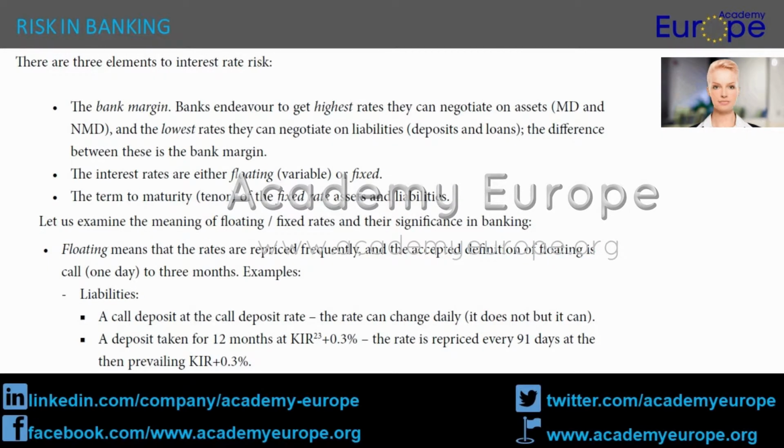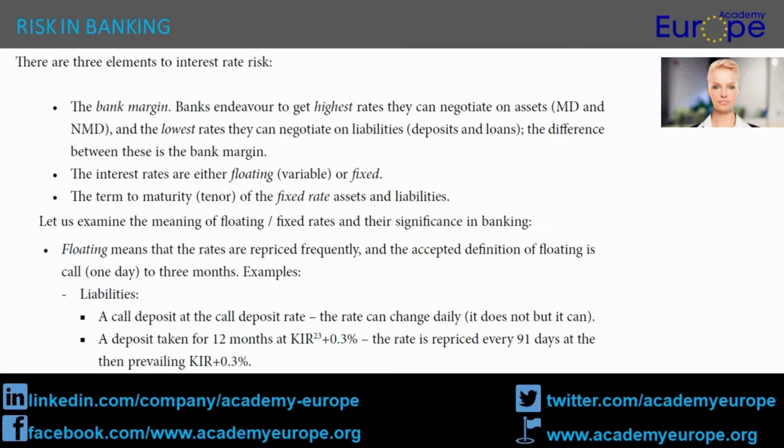The bank margin. Banks endeavor to get the highest rates they can negotiate on assets, MD and NMD, and the lowest rates they can negotiate on liabilities, deposits and loans. The difference between these is the bank margin. The interest rates are either floating, variable, or fixed. The term to maturity, tenor, of the fixed rate assets and liabilities. Let us examine the meaning of floating/fixed rates and their significance in banking.